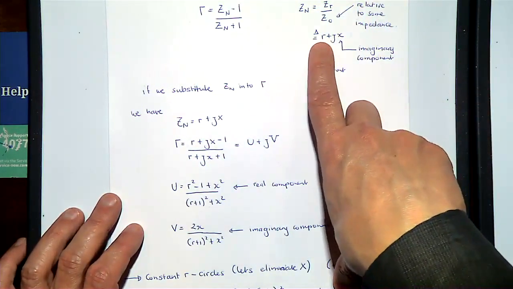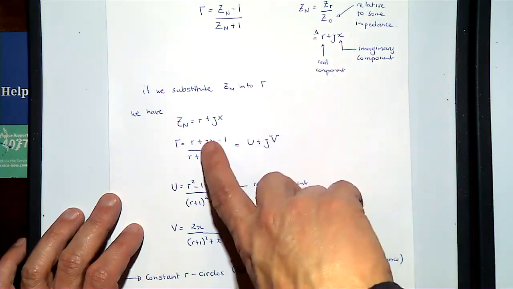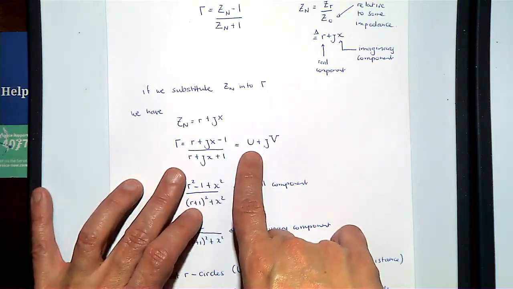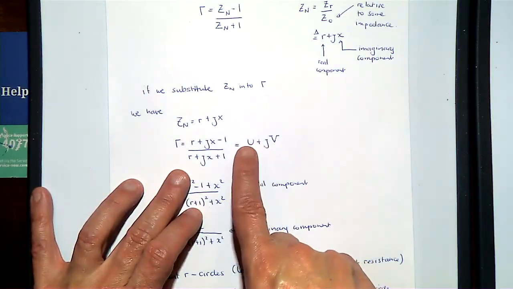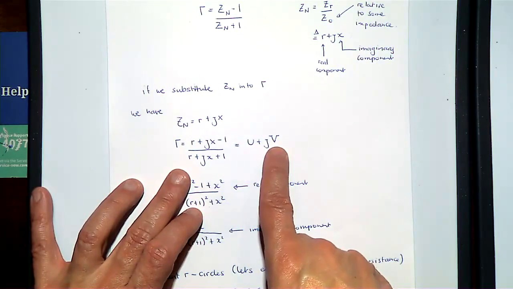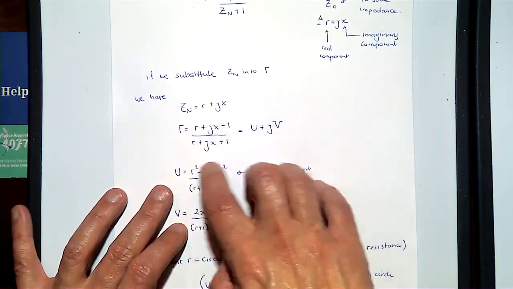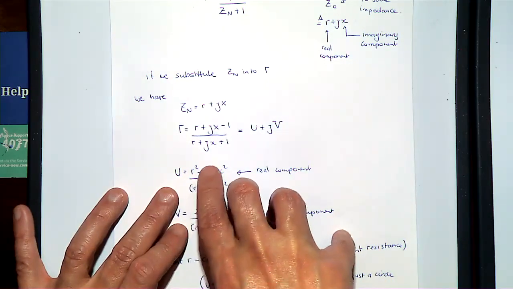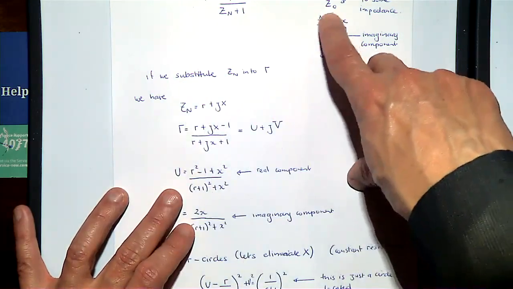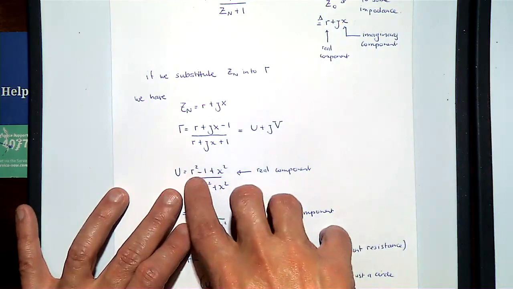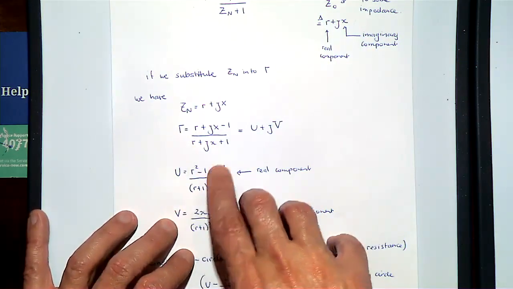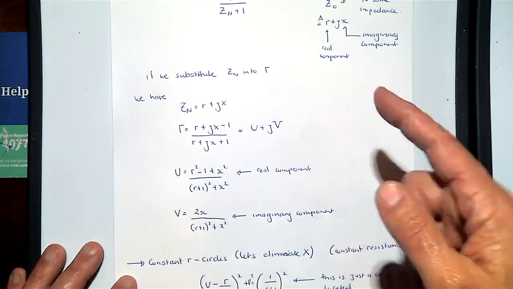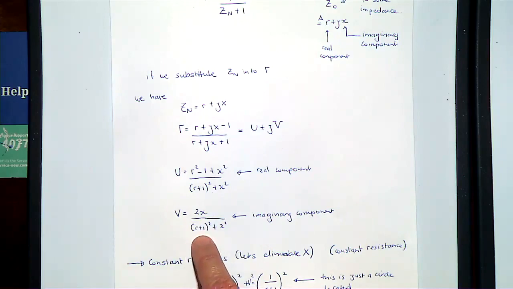Now, we know this Zn is the ratio of these two values. If we rewrite it as a real and imaginary component and substitute it into the reflection coefficient, we're going to have a real part and an imaginary part. Let's call the real part U and the imaginary part V. Once we solve for that, U can be written as R squared minus 1 on x squared on R squared plus 1 on x squared, where R is the real component of the impedance. Likewise, V is equal to 2x on R plus 1 squared plus x squared.